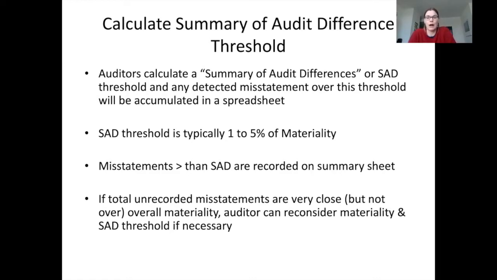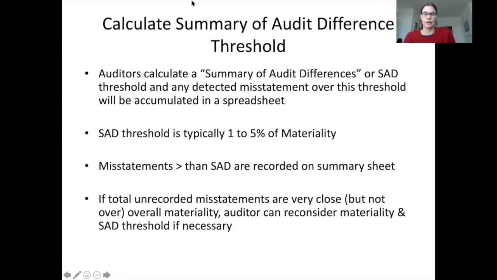As we're going through the audit, we're going to discover various misstatements. If those misstatements are bigger than the SAD threshold, we'll record them on a spreadsheet that lists all the misstatements that we found over the SAD threshold. And then the idea is at the end of the audit, we're going to total up all these misstatements, which are individually immaterial, and make sure they're not in excess of total materiality.